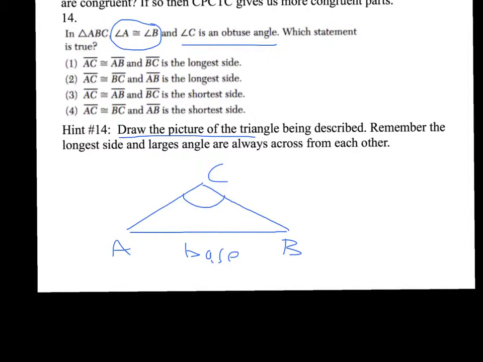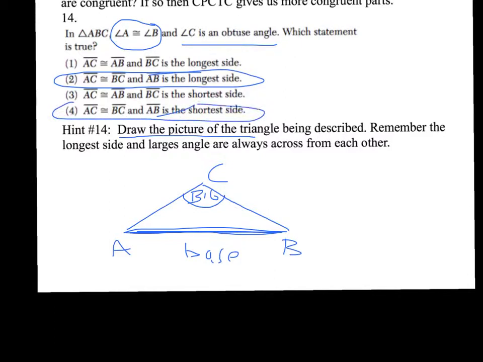Obtuse means bigger than 90 degrees. So this is the biggest angle, so it must mean that AB is the biggest side. All the other ones, well, it could be choice 4 also. Let's take a look at that. AC has to be the same as CB. Oh, AB is the longest side. So there's only one that says AB is the longest side. It's choice 2.